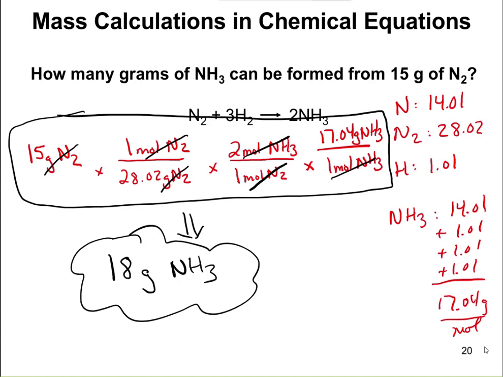And again, this problem is going to be similar to many that you see. The 3 steps: going from grams to moles, then going from moles of one thing to moles of another. We went from moles of N2 to moles of NH3. And then from moles back to grams, so moles of NH3 to grams of NH3. Those are going to be your 3 steps in problems like this.